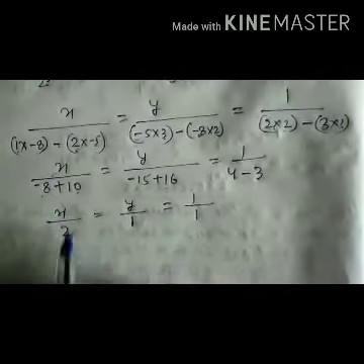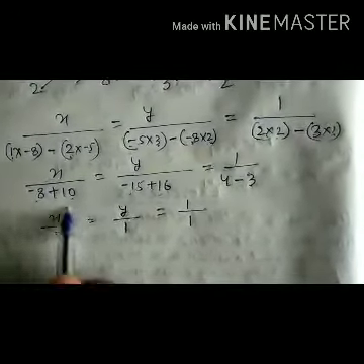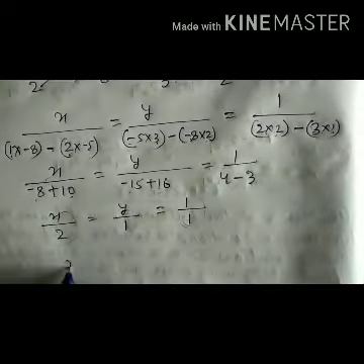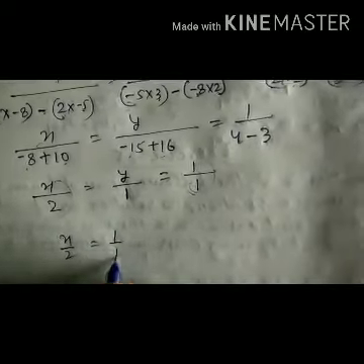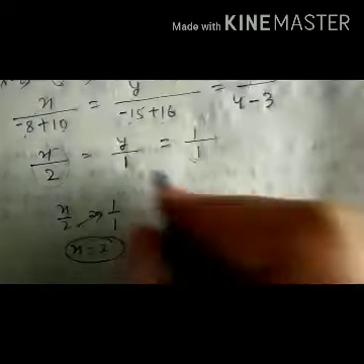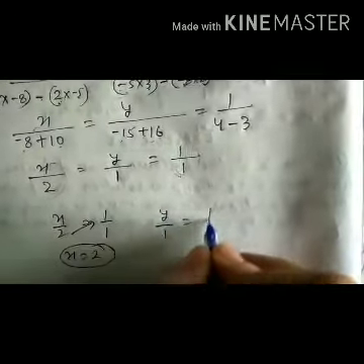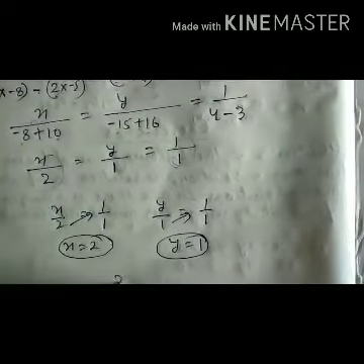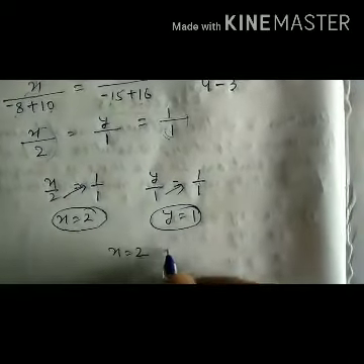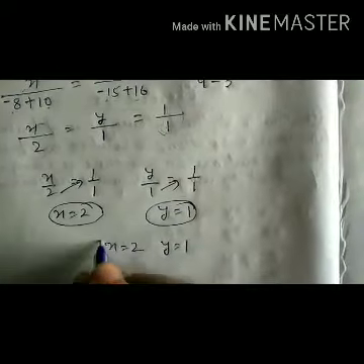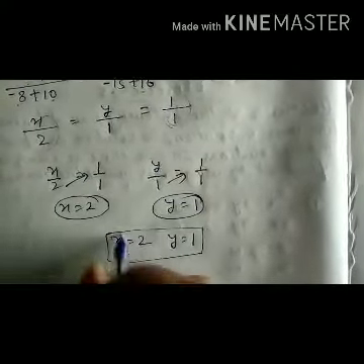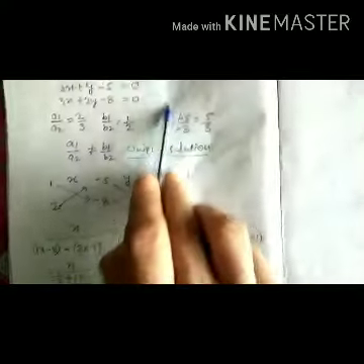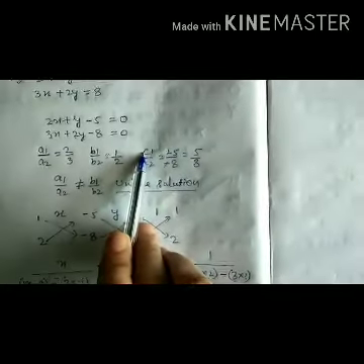So what will we do? Now we will put individually. X upon 2 is equal to 1 upon 1. Cross multiplication, x is equal to 2 we have. Y upon 1 is equal to 1 upon 1. Y is equal to 1. So the value of x is equal to 2 and the value of y is equal to 1 is the solution of this pair of linear equations by the cross multiplication method.